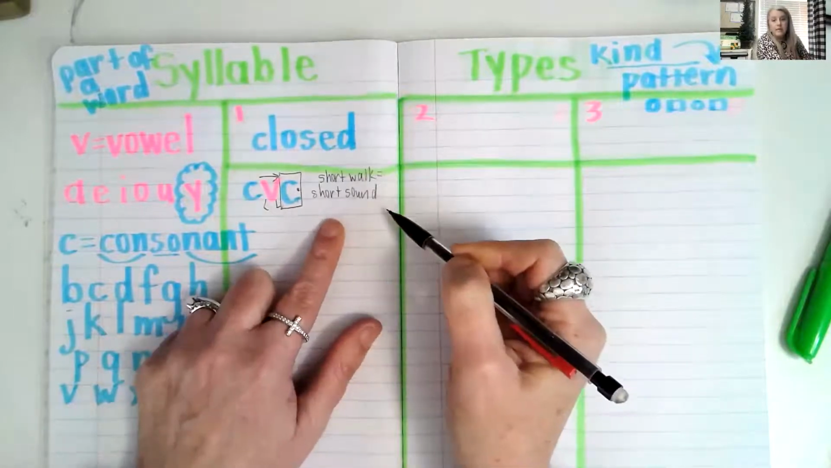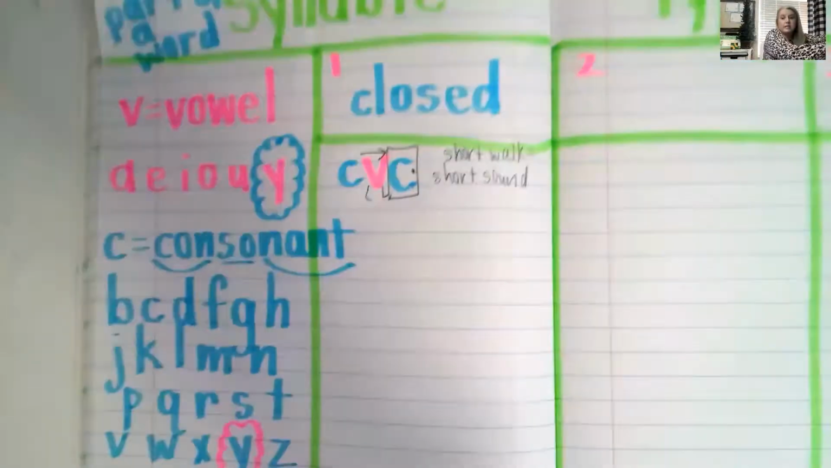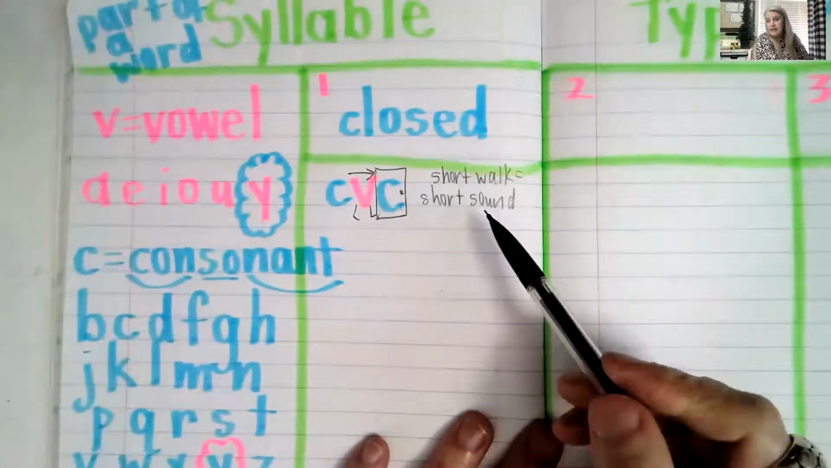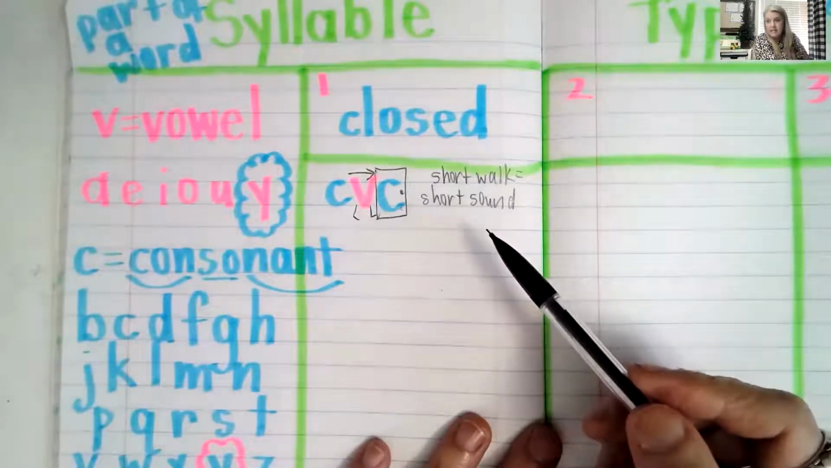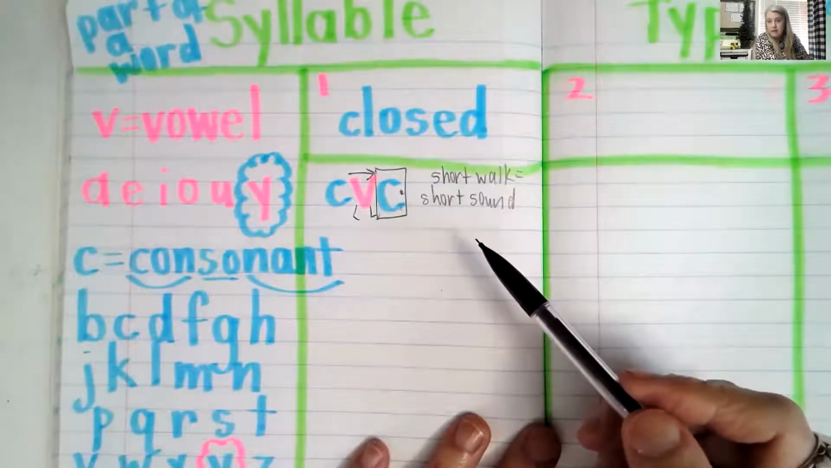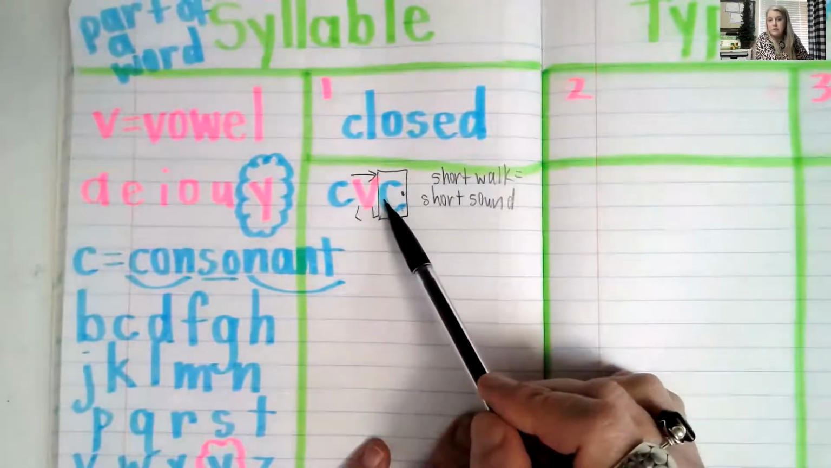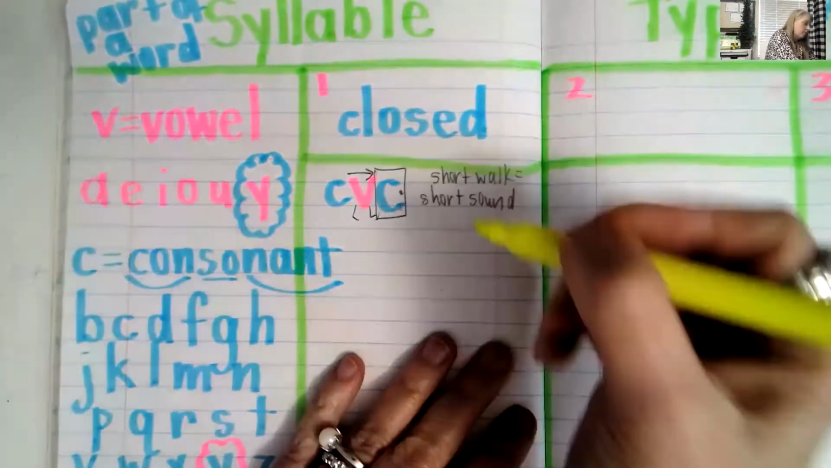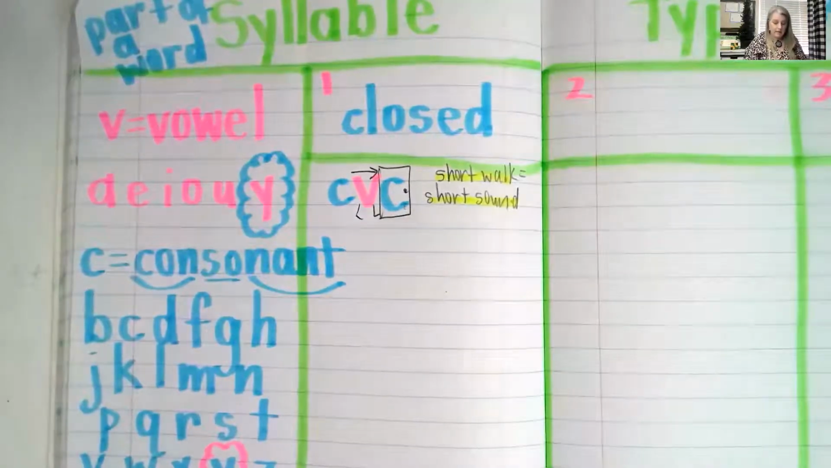Now, what do I mean by a short sound? I don't say A, I say ah. I don't say E, I say eh. I don't say I, I say ih. I don't say O, I say ah. And I don't say U, I say uh. That's the short sound. Short walk because the door is closed, short sound. Let's highlight that in yellow. That's going to be important to remember.